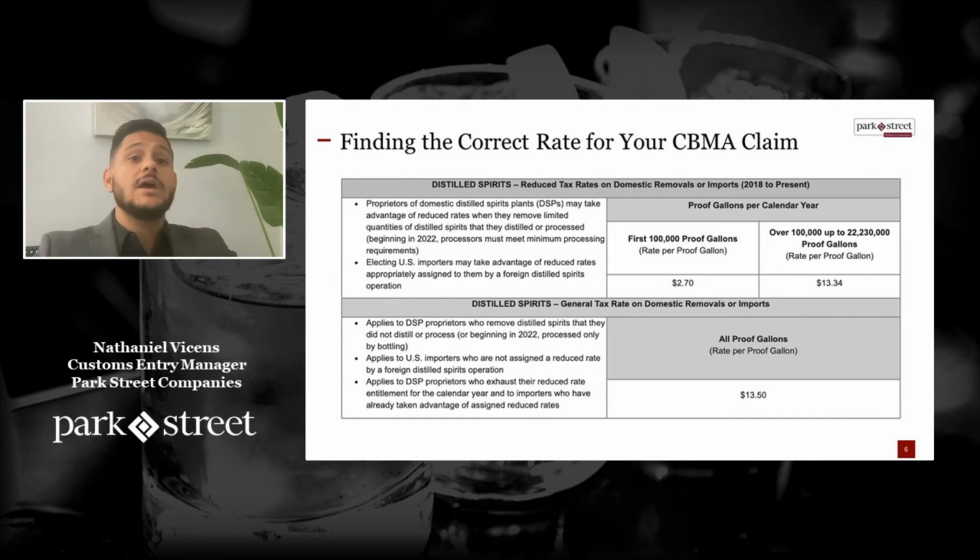Now, if you happen to be working with a huge producer, you want to make sure that if you're not able to get at the first 100,000 proof gallons at that lowest $2.70 rate, there is a higher rate that's just a bit lower than the regular rate, which is $13.34. And then there's an insane amount of up to 22,230,000 proof gallons there to allot. So there's basically savings for anybody when it comes to distilled spirits.